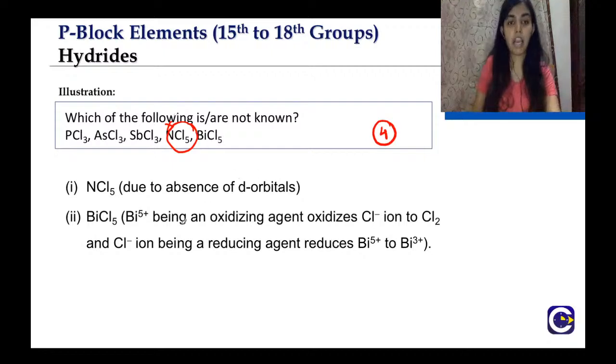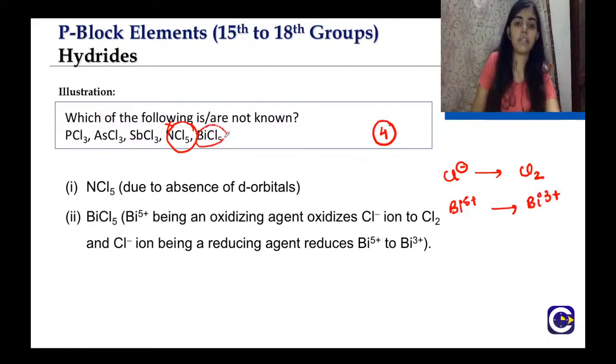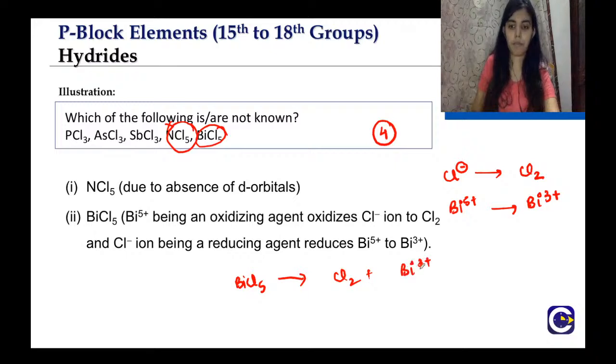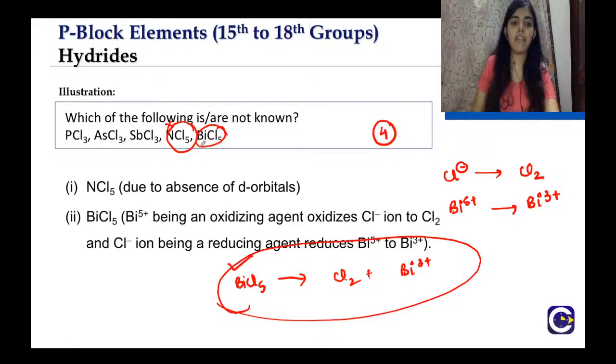So here, Bi5+ being an oxidizing agent, what does it do? It oxidizes Cl minus to chlorine and reduces itself from 5+ to 3+ because of the inert pair effect that we have already done. So BiCl5 will decompose to chlorine and bismuth 3+. So BiCl5 and NCl5 cannot be formed. Yeah, Arun, Shri Harimurthy, Tasneem, you are also correct with your answers.